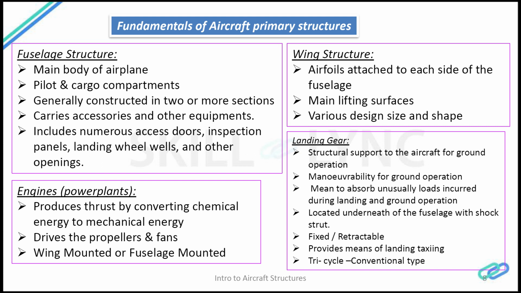Engines produce thrust. It is the forward force that propels the aircraft forward. Engines produce thrust by converting chemical energy to mechanical energy, and they also drive propellers and fans. There are various types of aircraft based on the engine arrangement: turboprop and turbofan. There are also wing mounted or fuselage mounted engines. The purpose of the engines is producing thrust to propel the aircraft forward.